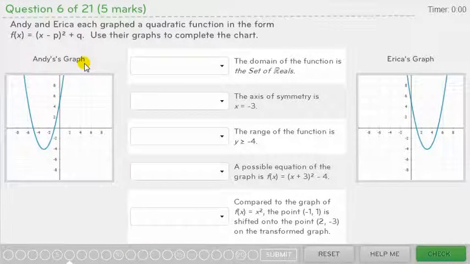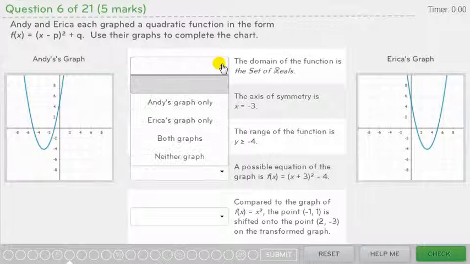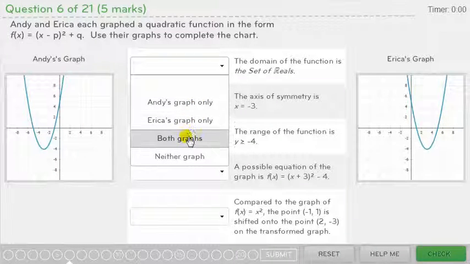In this question, Andy and Erica have both graphed two functions that are parabolas. Let's analyze the set of attributes that go with each parabola. So the first attribute says that the domain of the function is the set of all real values. And that's going to be true for both Andy and Erica, as any parabola opening up or down will have a domain that's the set of all real values.